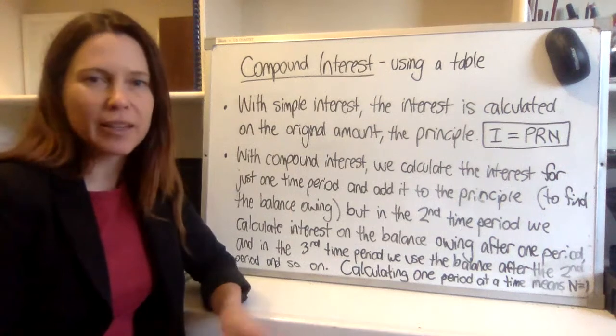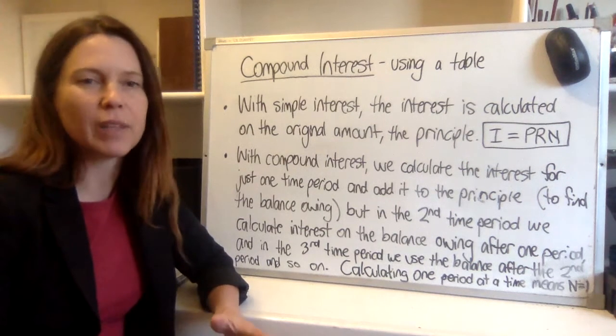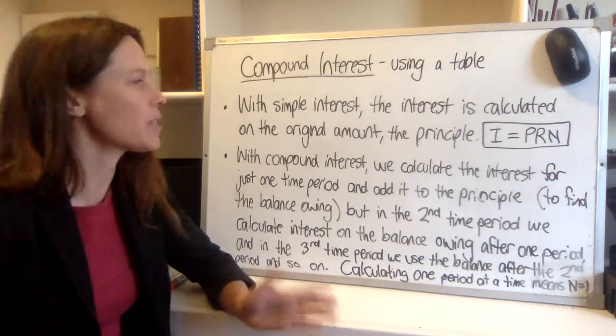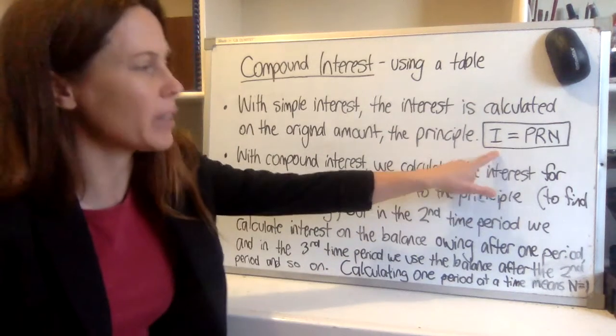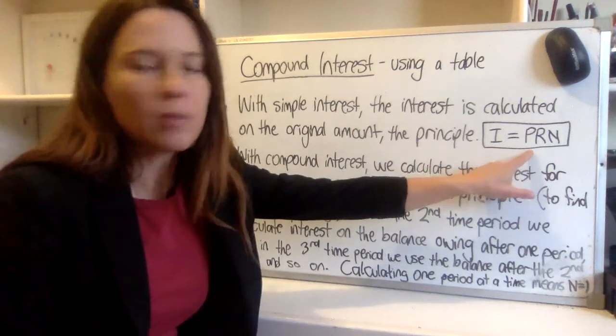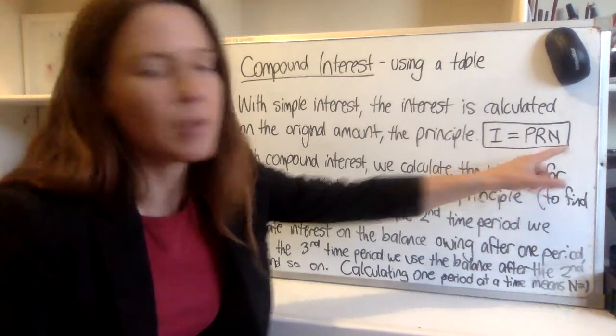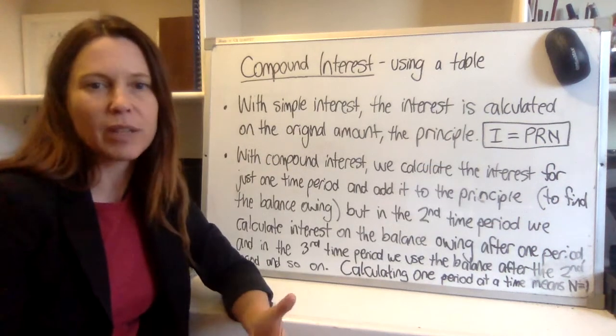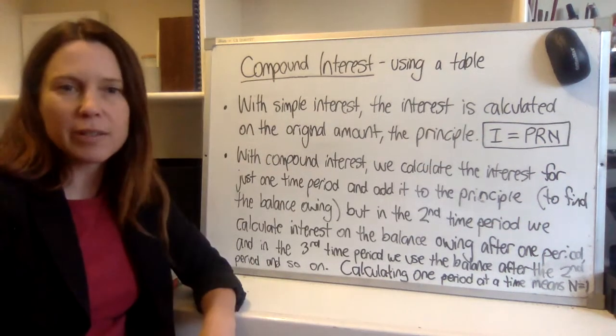Let's start by calculating compound interest using a table. Now, we've already looked at simple interest and you've seen that you can calculate it using this formula. Interest equals the principal times the rate times the number of time periods that you're looking at. Now, with compound interest, it's a little bit different.